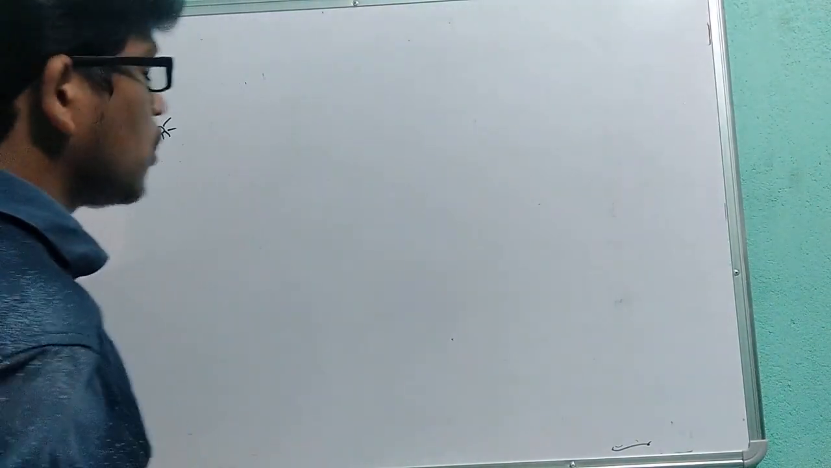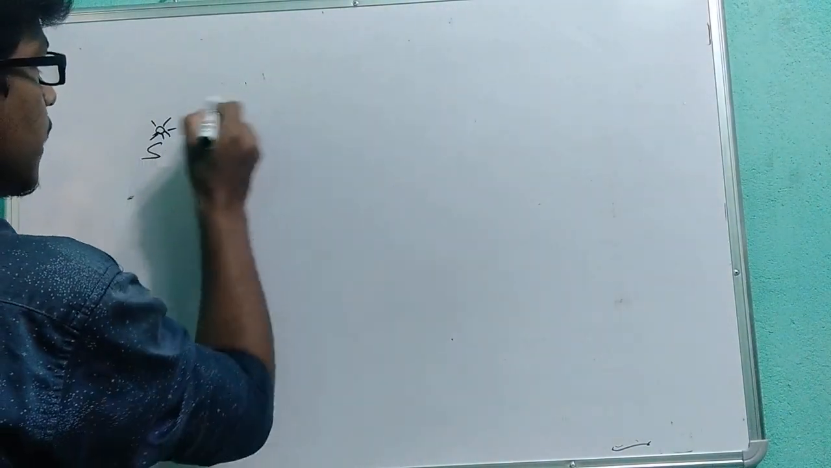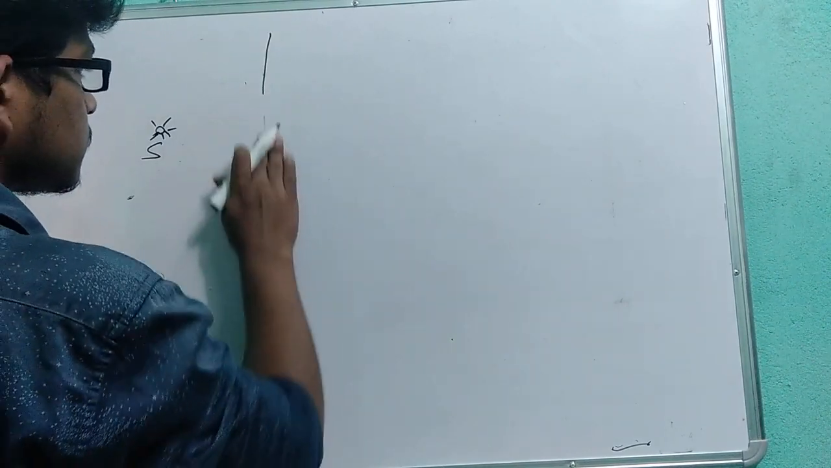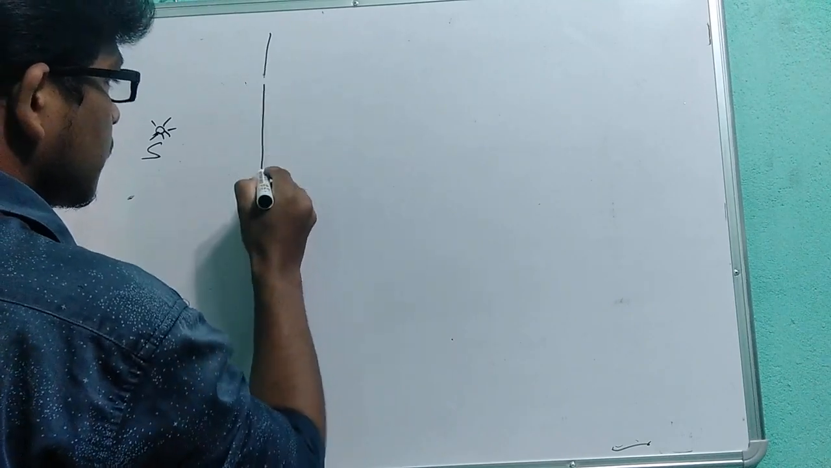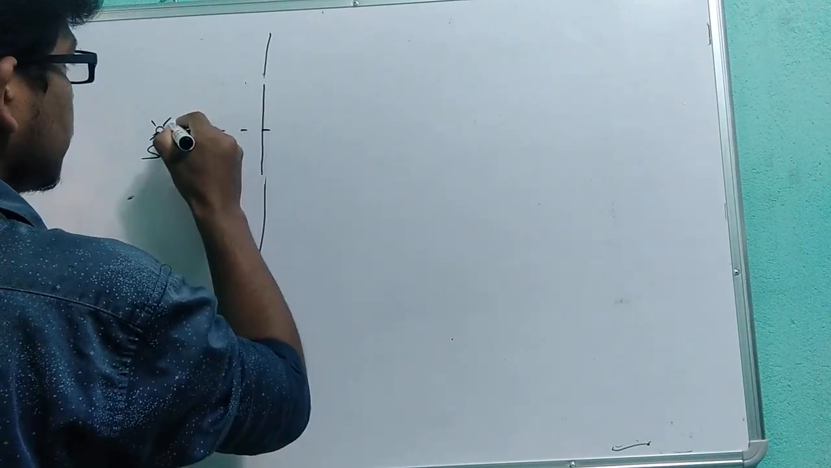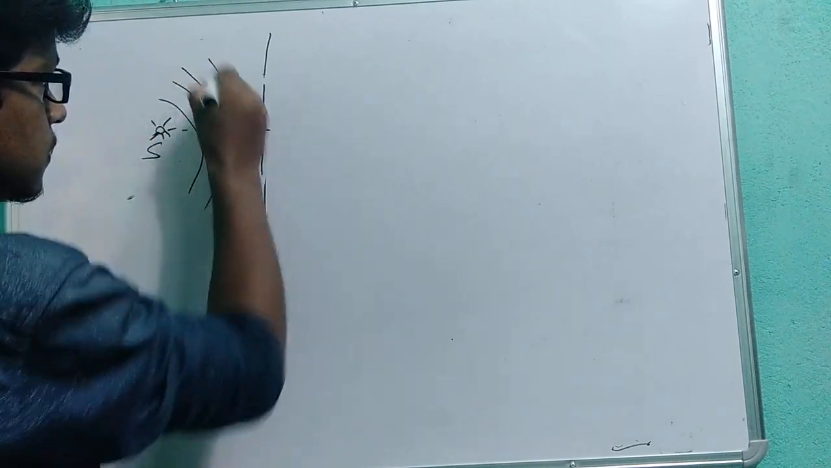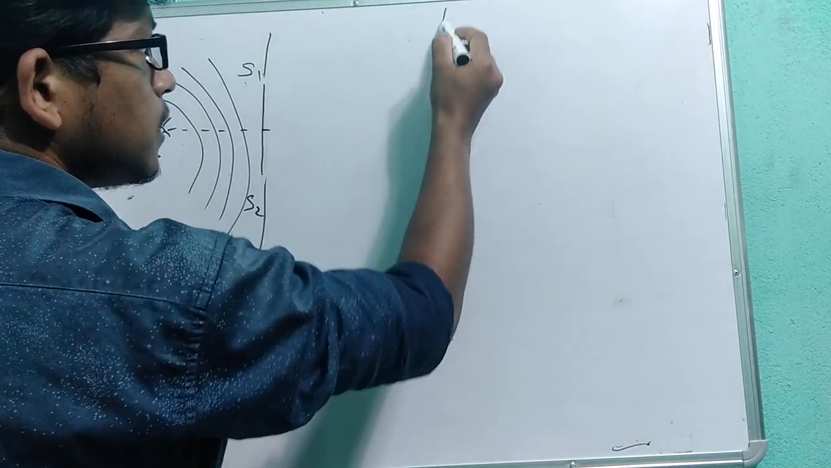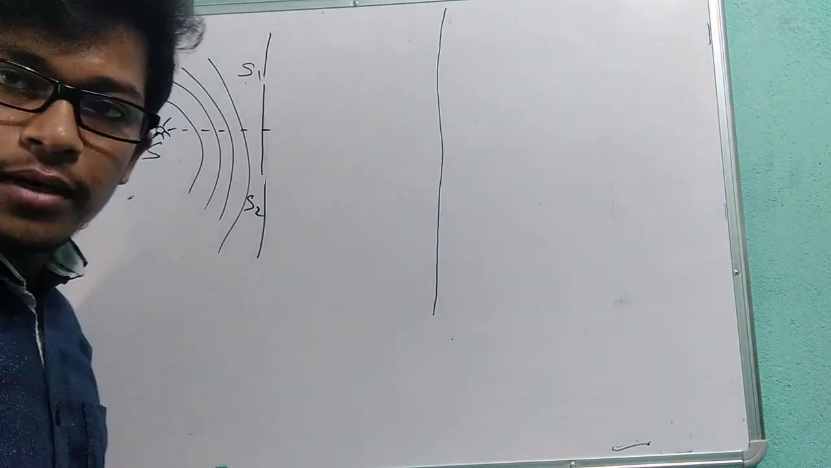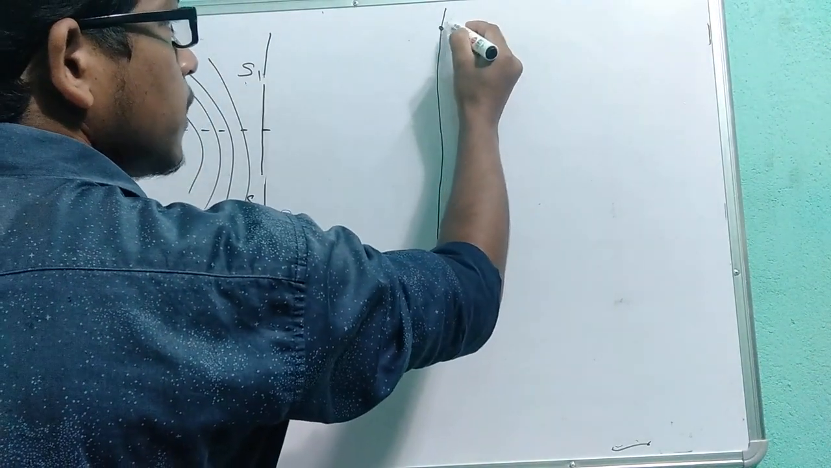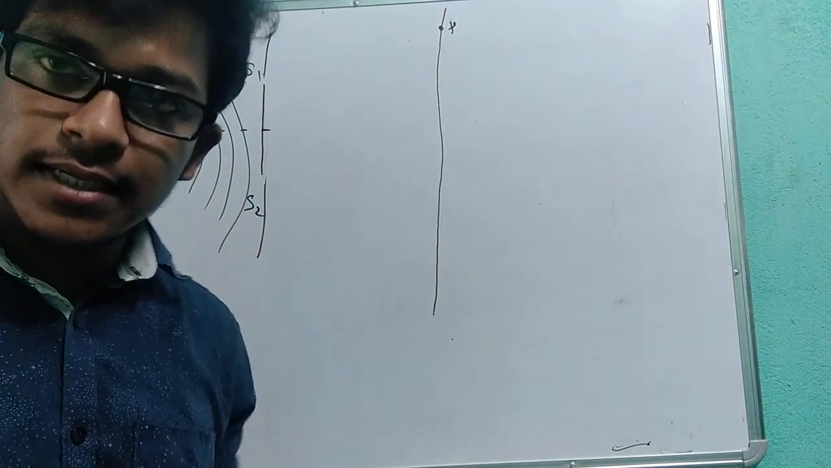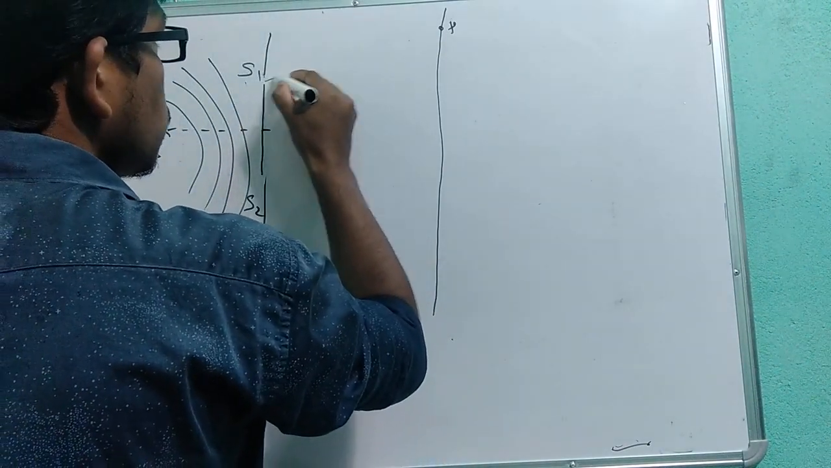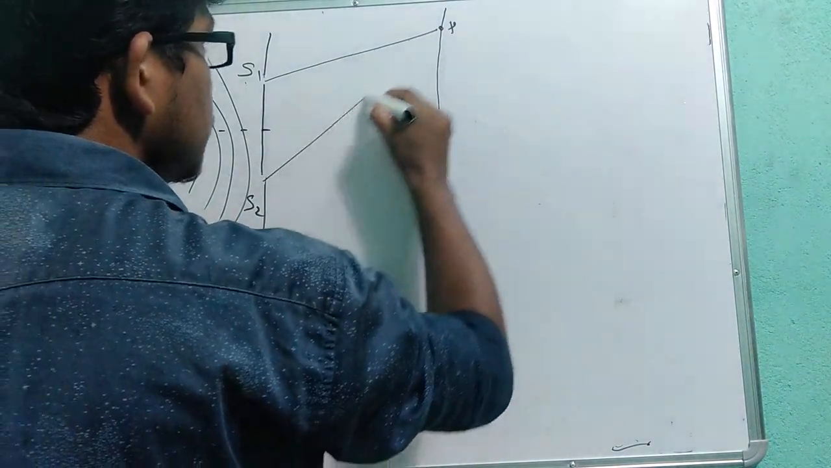Now I told you, in Young's double slit experiment, by considering a source S and keeping an obstacle with some slits, like that I did, and light was propagating like that. This is source S1, this is source S2, and here I kept one screen where we'll get the fringes. I had considered point P, the same thing I told you in the last class, I am repeating now.